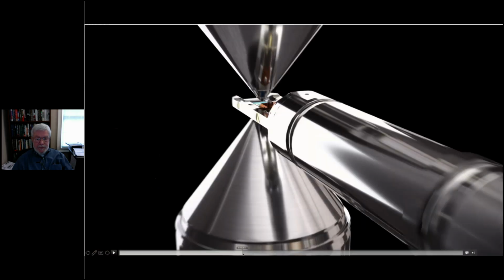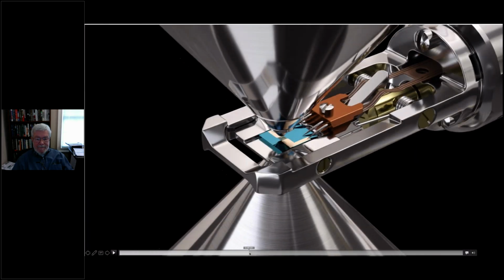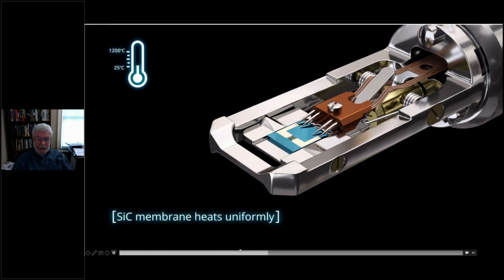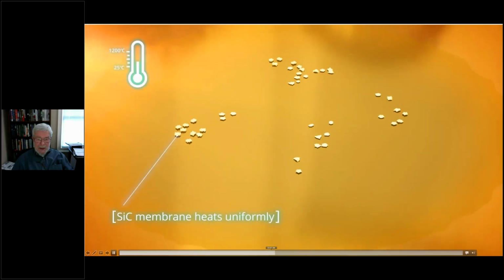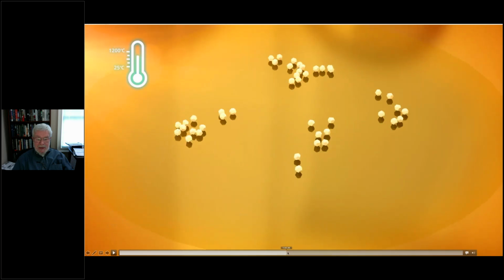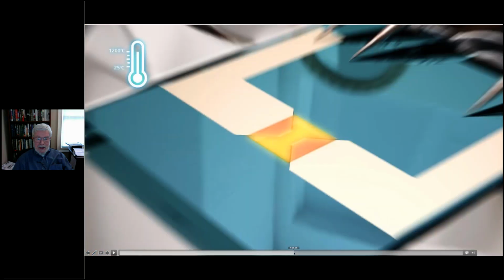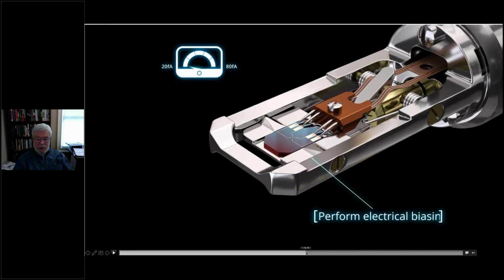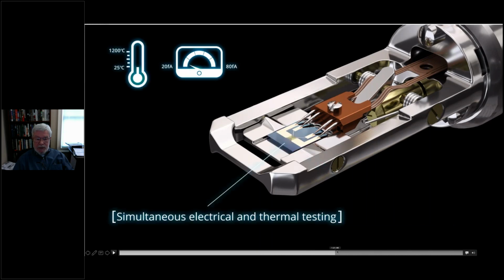Put it in the microscope, and heat it up. So when you heat it up, something happens, and you study just the thermal effects on your sample. But you can then do strictly electrical biasing, 4-point biasing, on that chip, and then you can also use chips that allow simultaneously to do electrical and thermal testing.